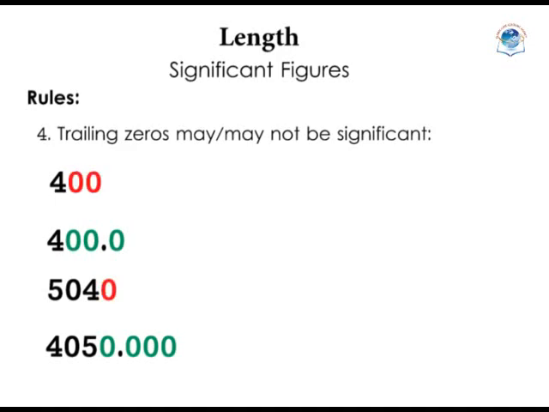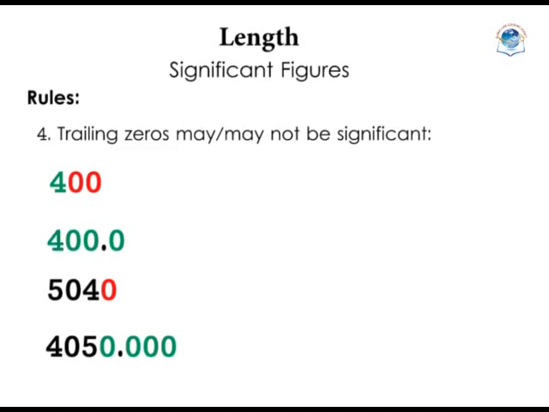And so for 400, there is no decimal. This number has only 1 significant figure, 4. For the number 400.0, we have the first non-zero digit 4, and all these are trailing zeros. In this case, there is a decimal, and so these zeros are significant. So here we have 4 significant figures.